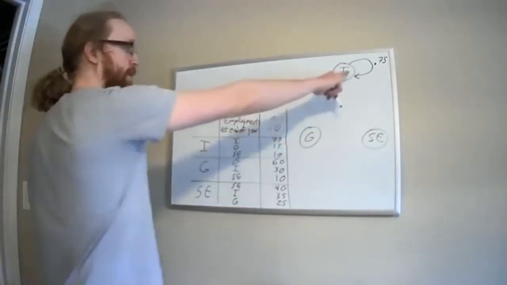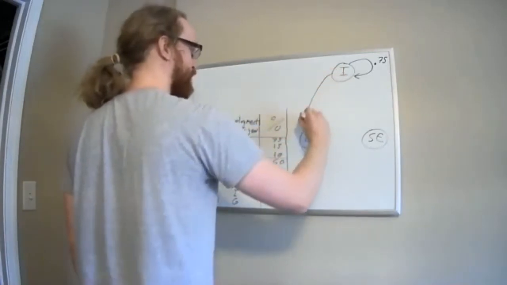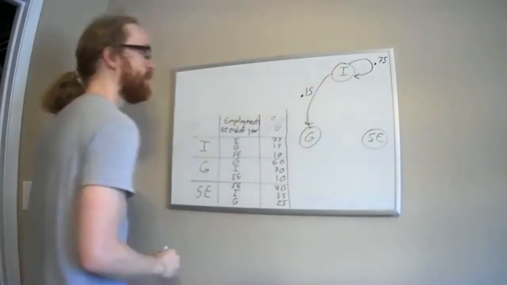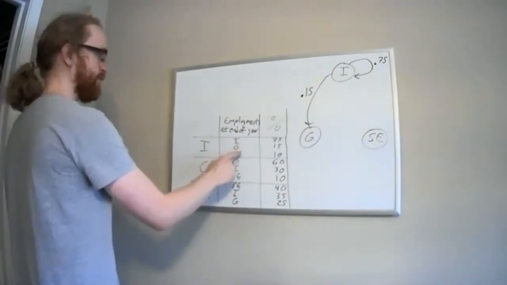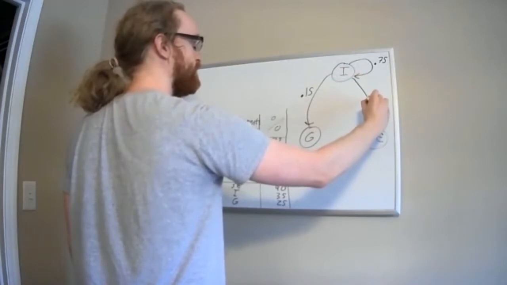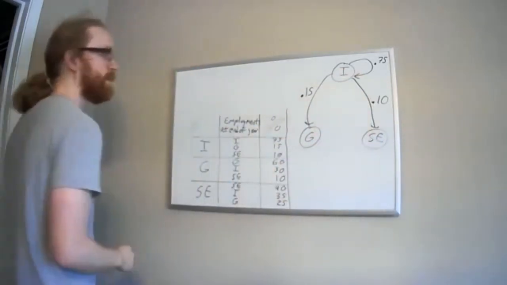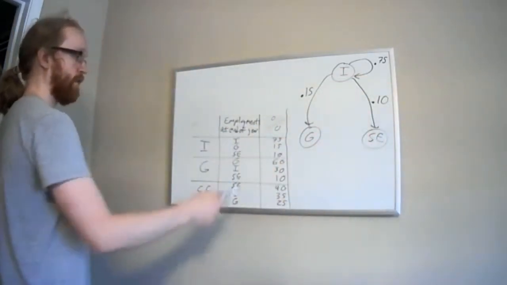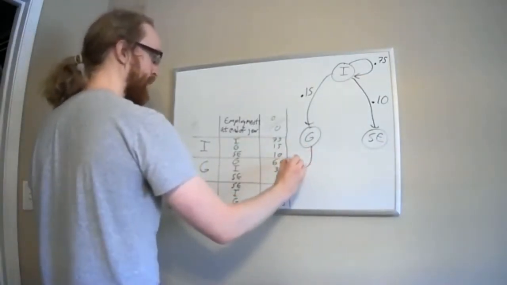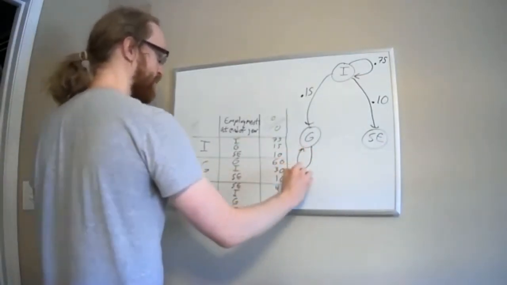I could go from industry to government, and that's a 15% chance. So I draw an arrow from industry to government. That's a 15% chance. And I could go from industry to self-employed, so I should draw an arrow there. And that's a 10% chance, so that's 0.10. Okay, next I'll look at government. What are the odds of you staying at government if you were already at government? That is a 60% chance.